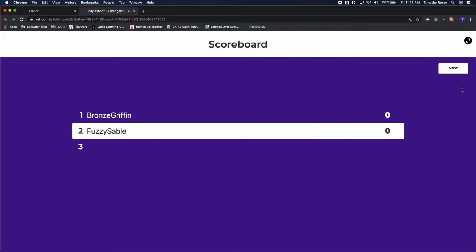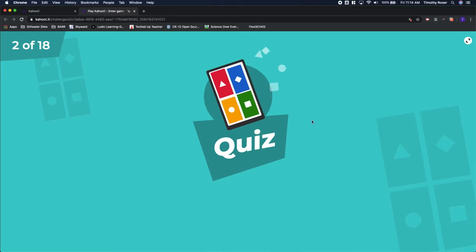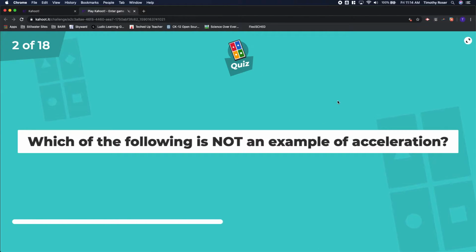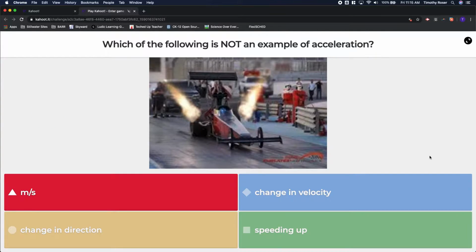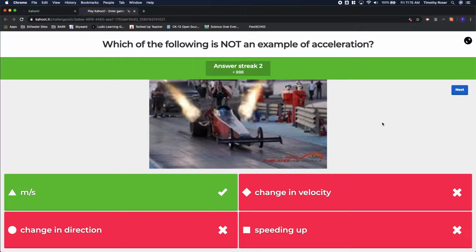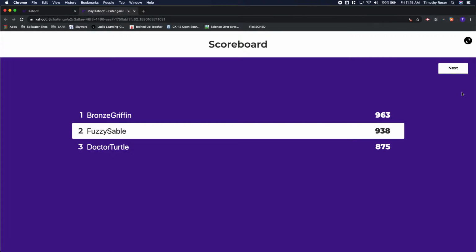All right. Next up, we have, which of the following is not an example of acceleration? Well, acceleration is a change in velocity or a change in direction, and change in velocity would include speeding up. So meters per second is just a velocity, and so that is going to be not an acceleration.